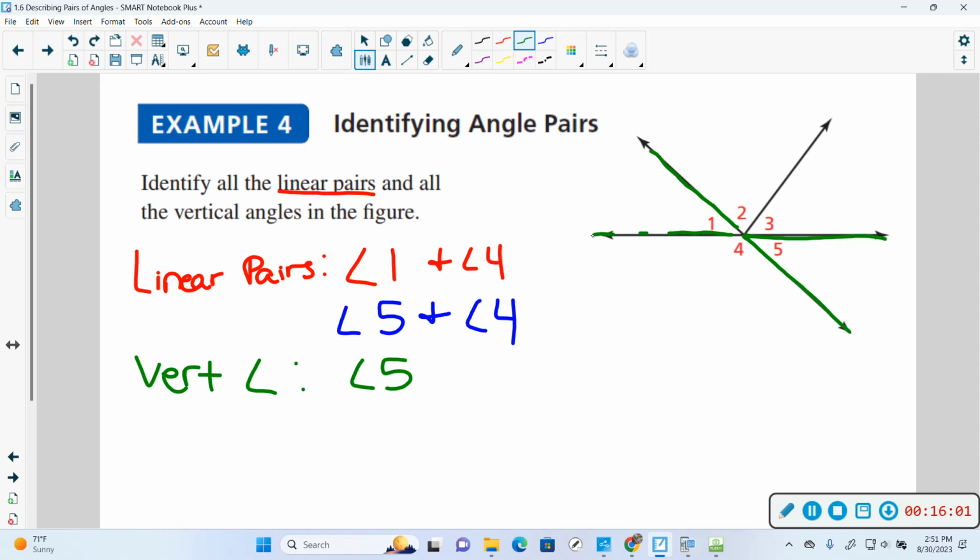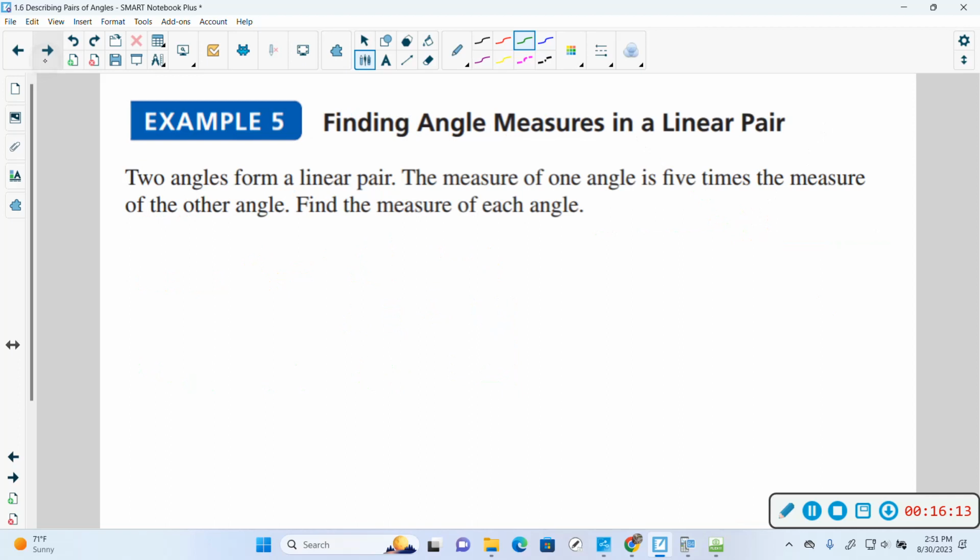Like it. Opposite rays. That's also kind of the key there. So any questions about that? Eventually vertical angles are going to be congruent and we'll do some algebra. Today we're just picking them out.